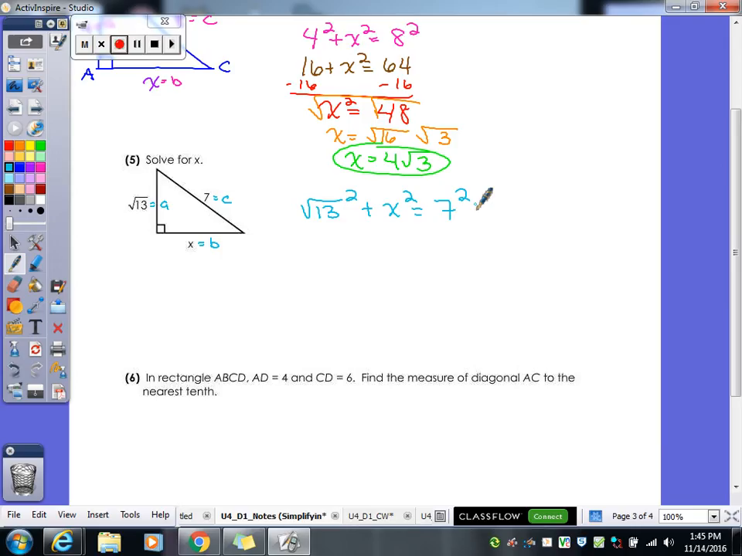Now when you're squaring a radical, always use your calculator to help you out. Go ahead and type this in. Square root of 13 squared. Let's see what we get when we type that in the calculator. 13. The radical and the square just cancel each other out. So I get 13 plus x squared equals 49. Subtract my 13, and I get x squared equals 36. So what does x end up equaling? 6.